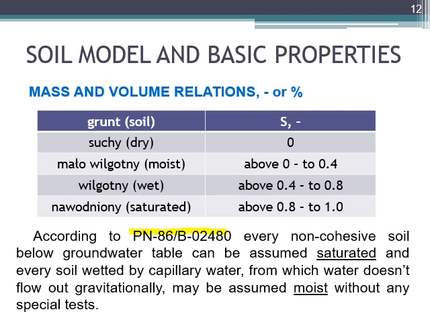According to the Polish standard, every non-cohesive soil below groundwater table can be assumed as saturated, and every soil wetted by capillary water, from which water doesn't flow out gravitationally, may be assumed moist without any special tests. So these are just some engineering assumptions that are sometimes useful.